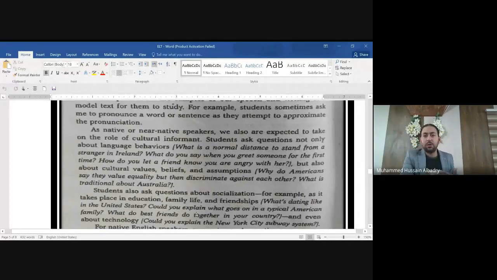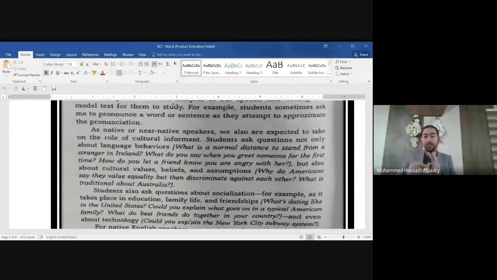Could you explain what goes on in a typical American family? You see here. What do best friends do together in your country? In Iraq, two best friends go to a cafe, for example, and that's it. In other countries, do they go to a cafe? What are the customs, the norms? You see, so you as a teacher, you have to be aware of these details.